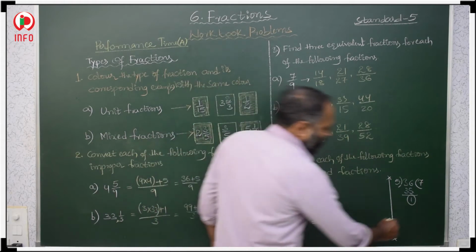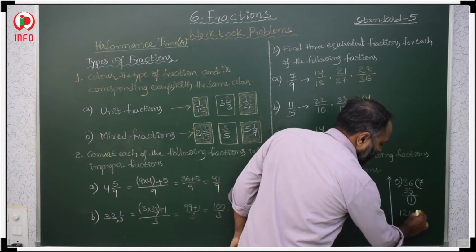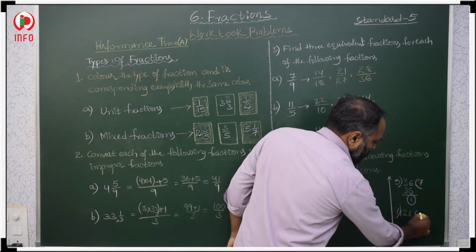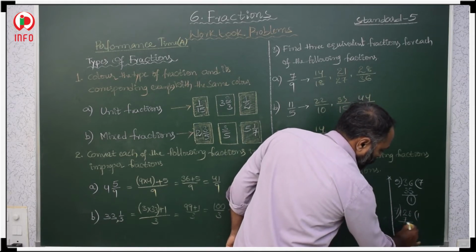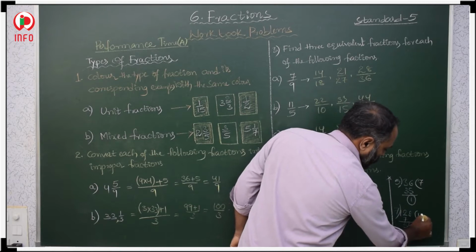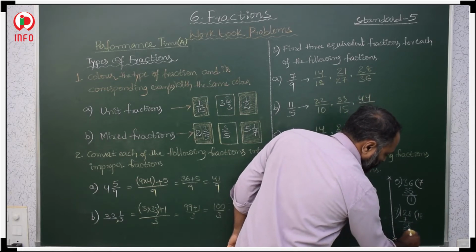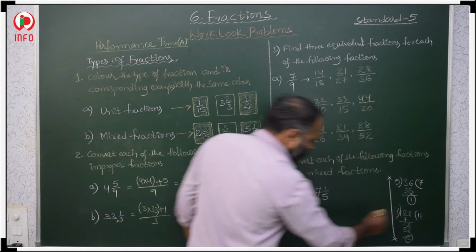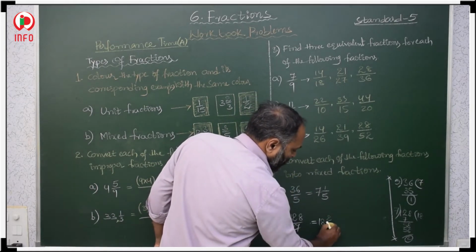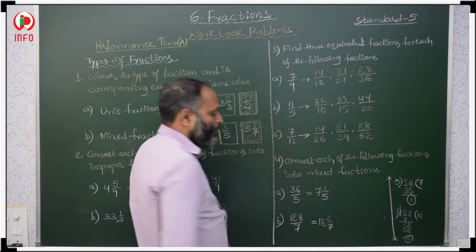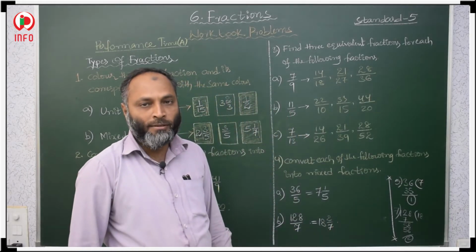128 divided by 7. 7 ones are 7, then 5, 58. 7 eights are 56, 2 left. Then what is the quotient there? 18, and remainder 2 by divisor 7. 18 2 by 7, it is in mixed fraction. Okay.